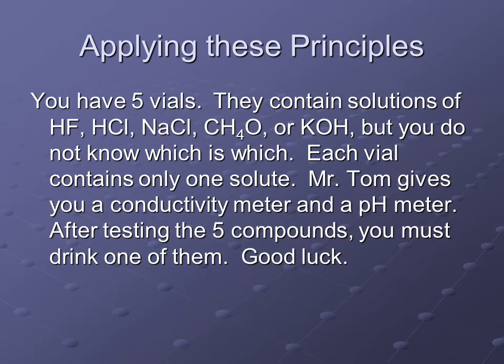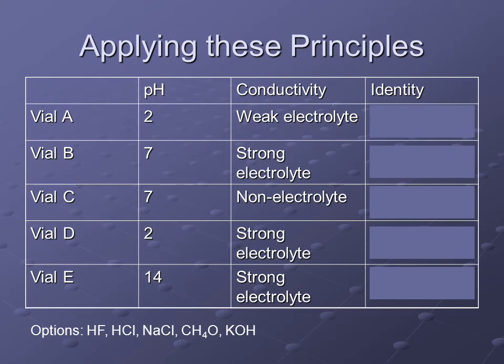Okay, so, you only have your pH meter and your conductivity meter. Let's look at your results. Okay, vial A, and you don't know what's in vial A, but its pH is 2, and the conductivity meter says it's a weak electrolyte. It has low, but not zero, conductivity. Your vial B has a pH of 7, again, neither acidic nor basic, and it's a strong electrolyte.